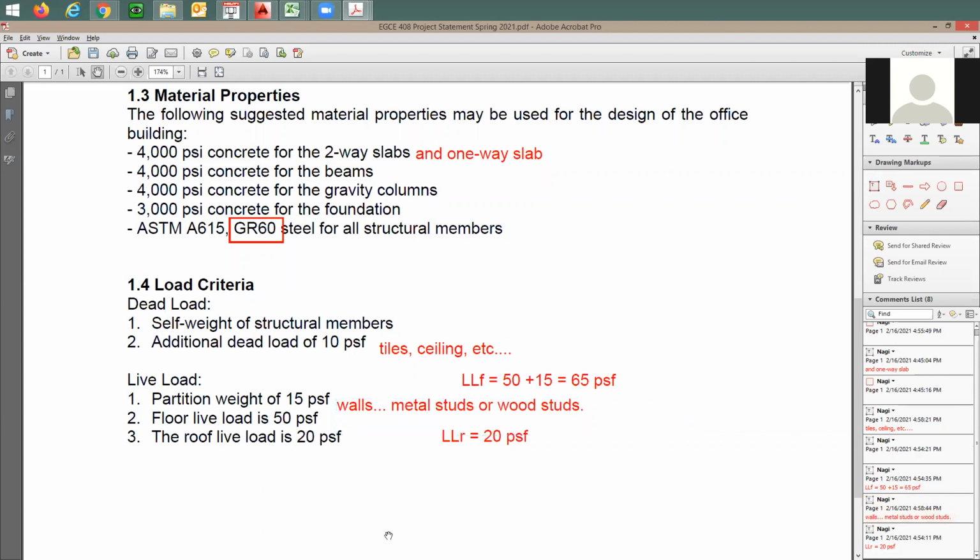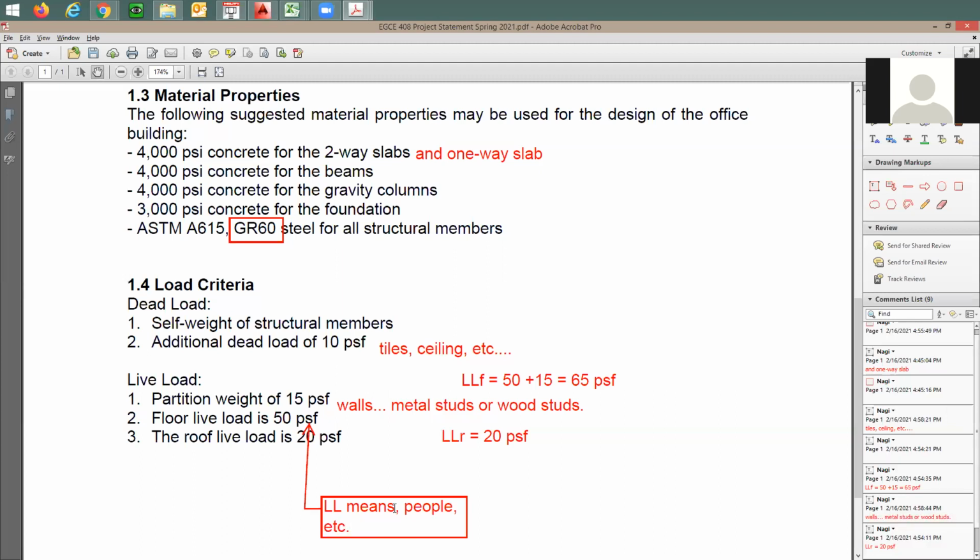All right. So what does live load mean? What does this account for? Like furniture and people. Yeah, people, furniture, anything that you put there.